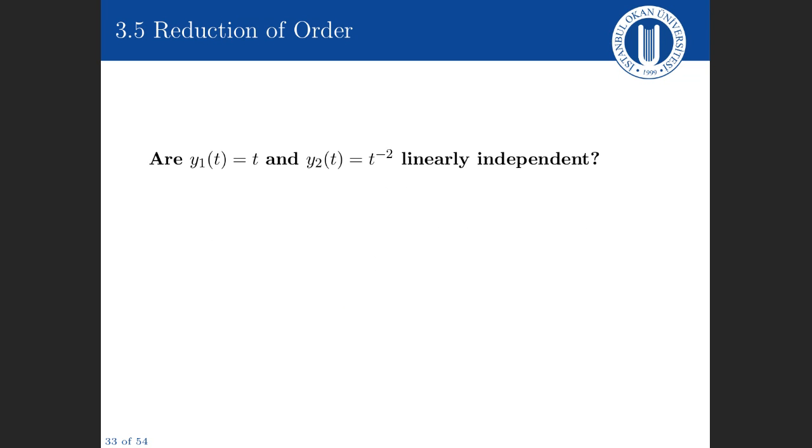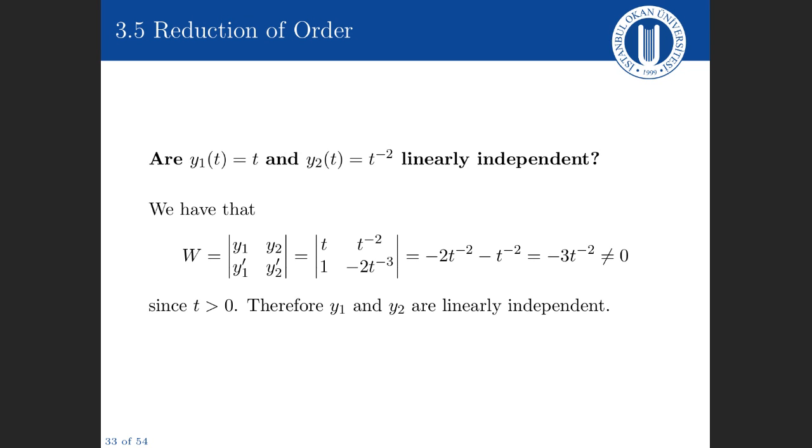The second question that we should ask ourselves is, are these two functions linearly independent? To answer this, we calculate the Wronskian. And we calculate the Wronskian is not equal to 0 because t is always a positive number. Therefore, y1 and y2 are linearly independent. This means that we didn't make a mistake in that calculation. That means our answer is correct. y2 equal to t to the minus 2 is the correct answer to this question.